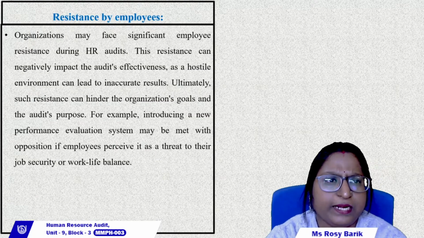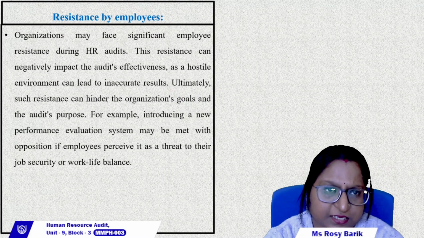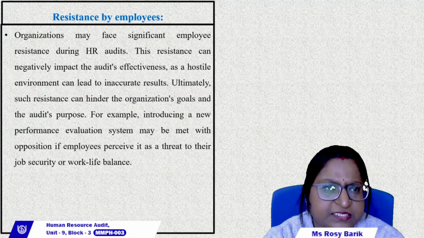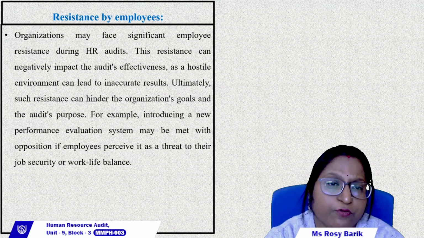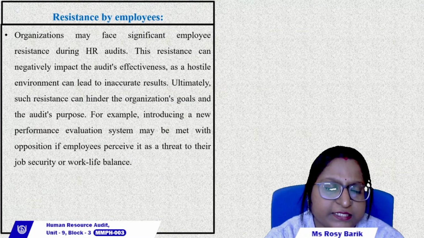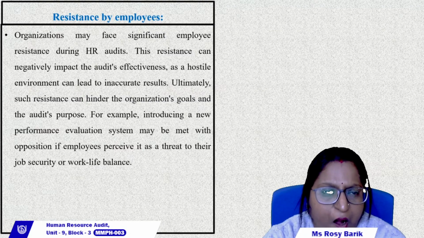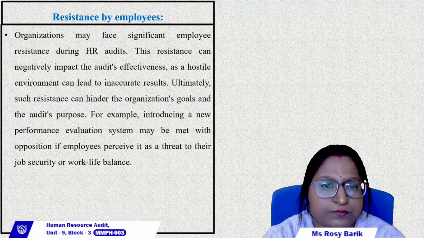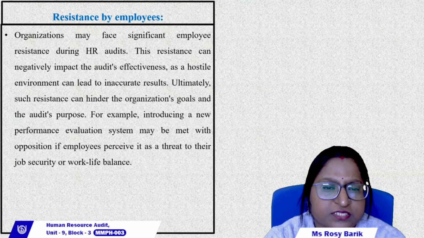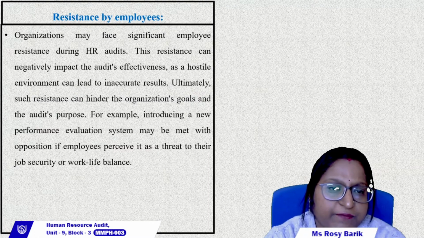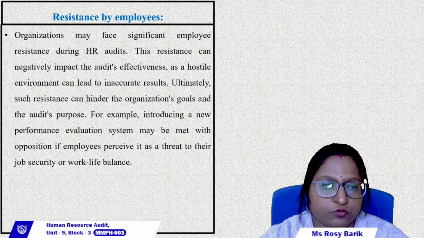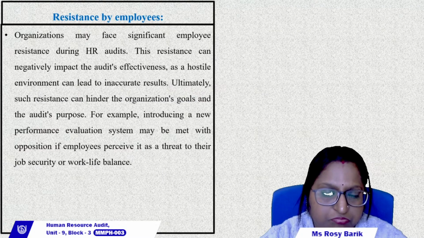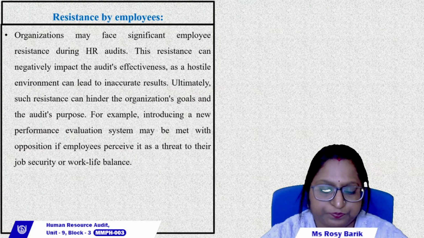Resistance by the employees. Organizations may face significant employee resistance during HR audit. That resistance can negatively impact the audit's effectiveness, as a hostile environment can lead to inaccurate results. Ultimately, such resistance can hinder the organization's goals and audit's purpose. For example, introducing a new performance evaluation system may be met with opposition if, from the employee's perspective, it is a threat to job security or work-life balance.